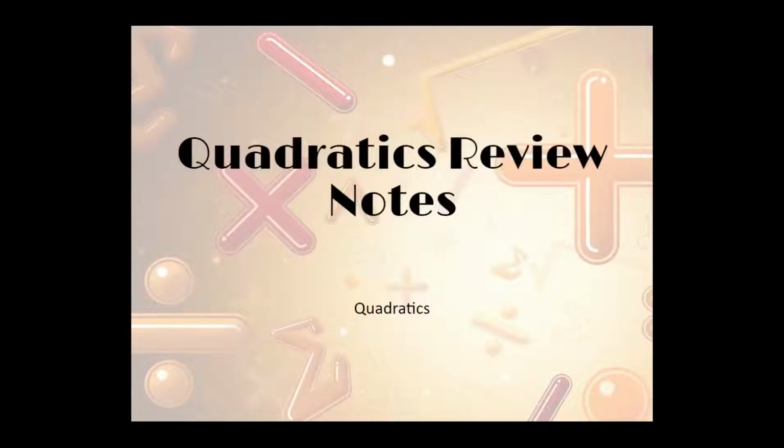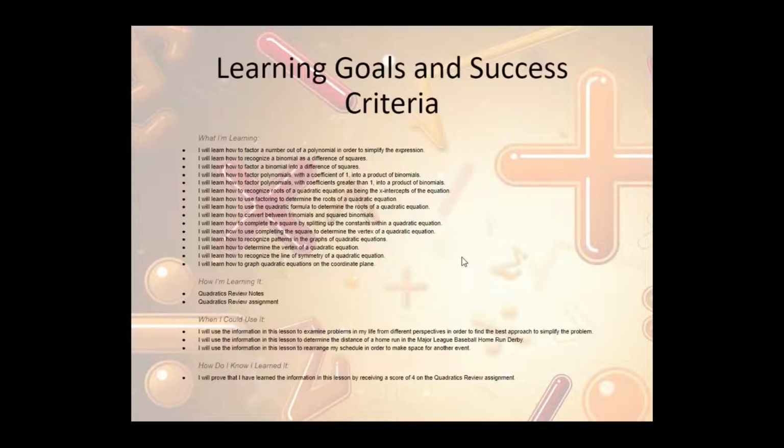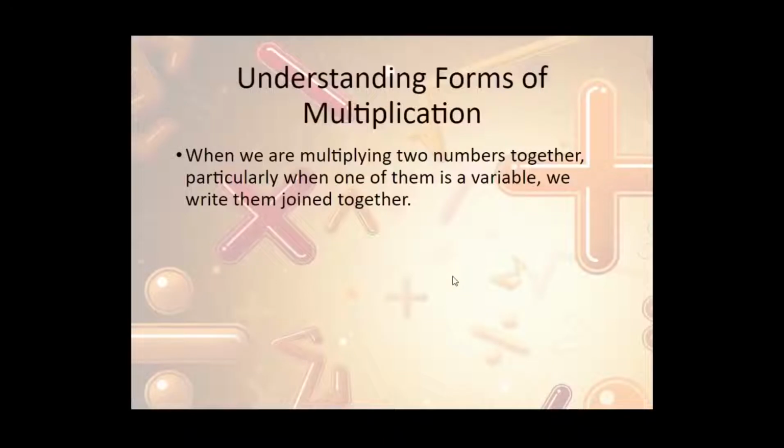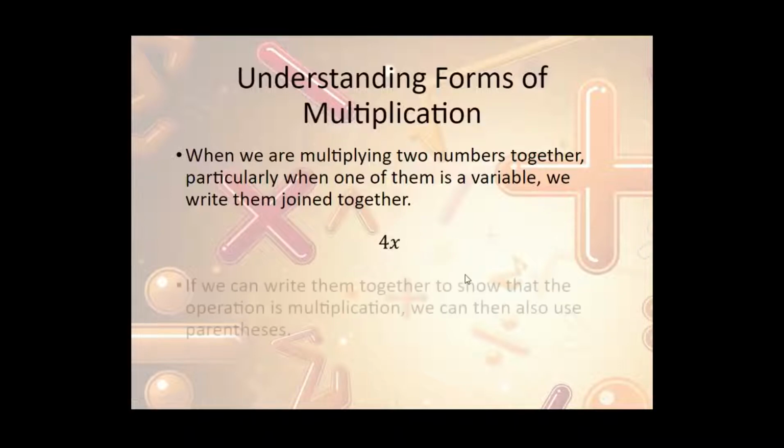Let's take a look now at the Quadratics Review Notes. The notes begin with the learning goals and success criteria. Understanding multiple forms of multiplication. So when we are multiplying two numbers together, particularly when one of them is a variable, we write them joined together. So we write them like this. So we're multiplying 4 times x. So we write them joined together.